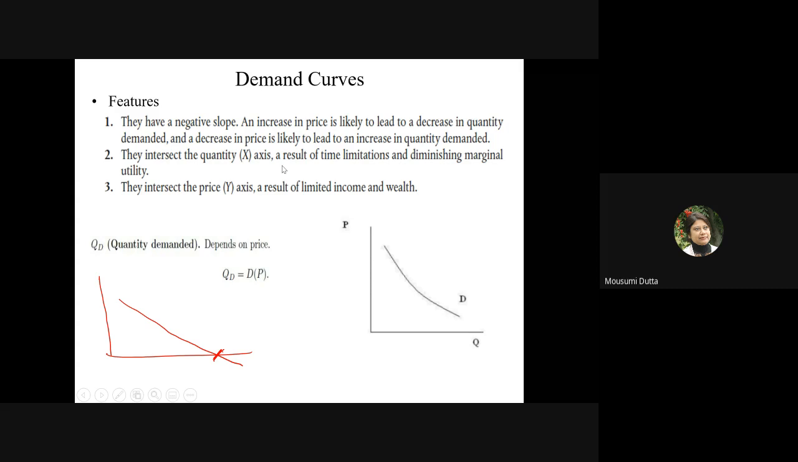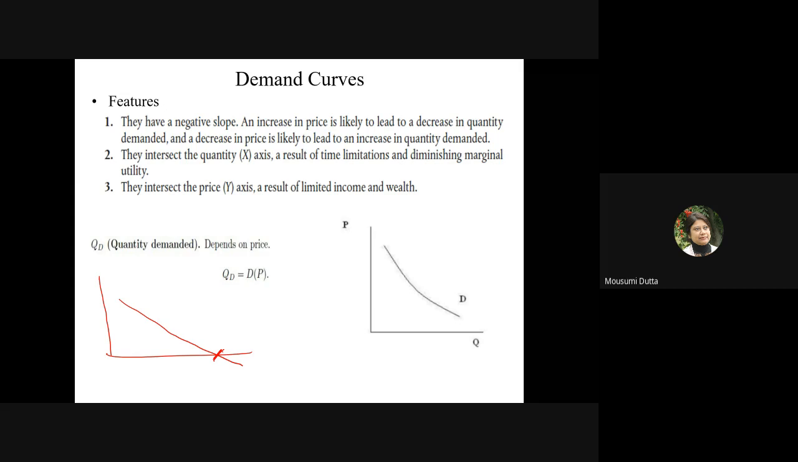Now, why does this happen psychologically? After a certain point, you will not be willing to pay for a certain commodity, because of the presence of diminishing marginal utility. Now, what is marginal utility? In the context of economics, margin means change. Utility indicates satisfaction.